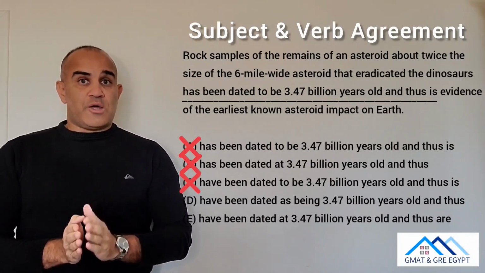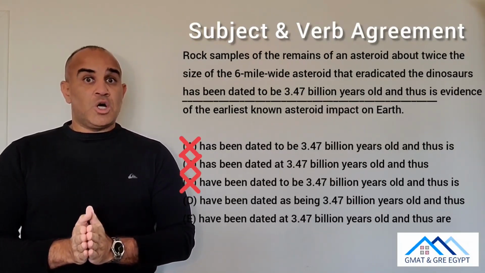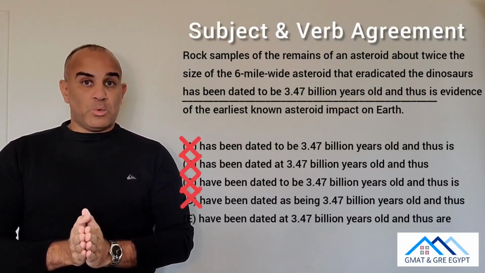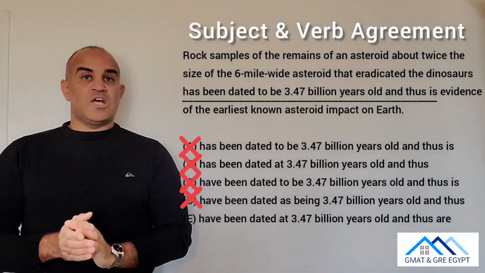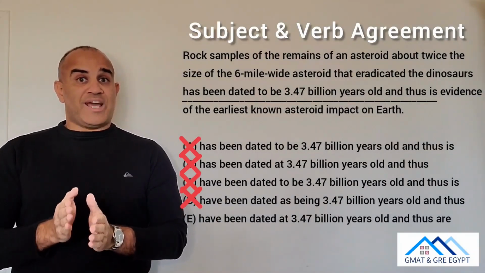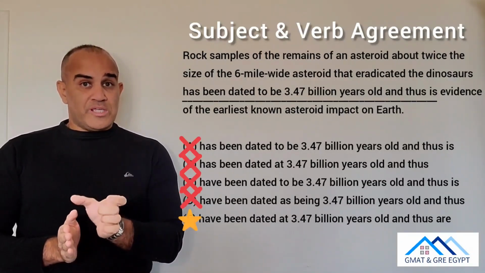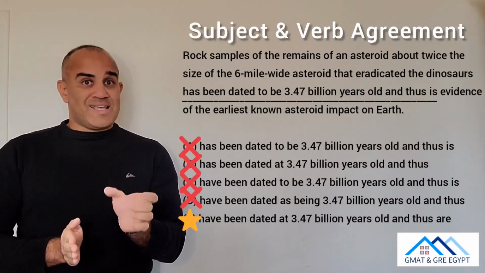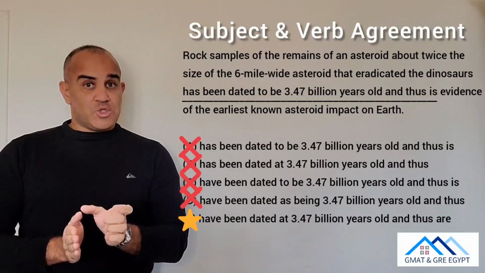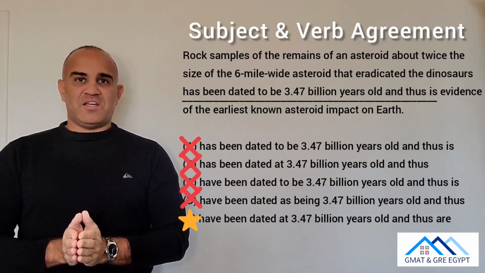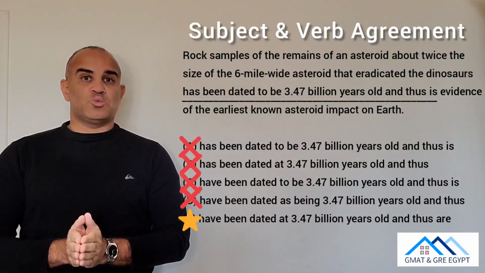And choice D carries the word being. Also, choice C carries the word to be. So both should be eliminated. So choice E is the correct answer. It starts with the verb have, which agrees with the plural noun rock samples, and it ends with the verb are, which also agrees with rock samples, and it avoids any redundancy or wordiness.